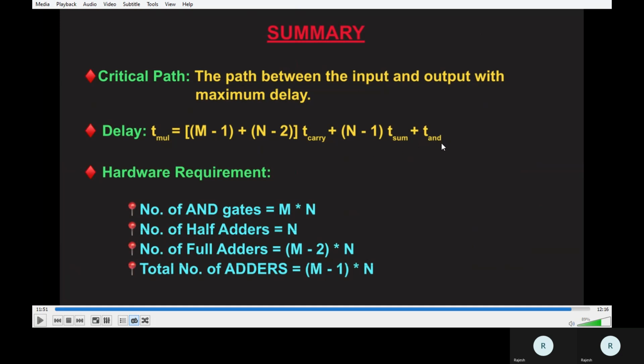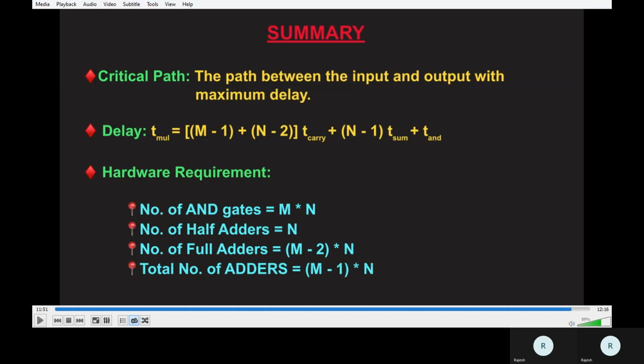And this is gate delay. So the number of AND gates is m cross n, the number of half adders is capital N, the number of full adders is m minus 2 into capital N. The total number of adders we have used is m minus 1 into n. So this is 4 cross 4, 16. Half adders it is 4. Full adders is 4 minus 2 into 4, it is 2 into 4, it is 8. And m minus 1 star n is the number of adders, 12, which is 8 plus 4, which is nothing but 4 minus 1, 3 into 4.